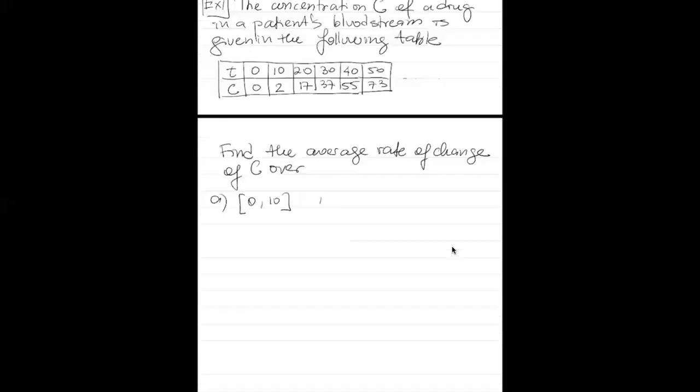So delta C, the average rate of change for the concentration, is equal to the difference in C. We look at what we have from 0 to 10, so we look at this and this. We have 2 minus 0 for C, and the difference in t is 10 minus 0. So 2 over 10, 1/5, or 0.2 milligrams per milliliter per minute. So that is the rate of change.